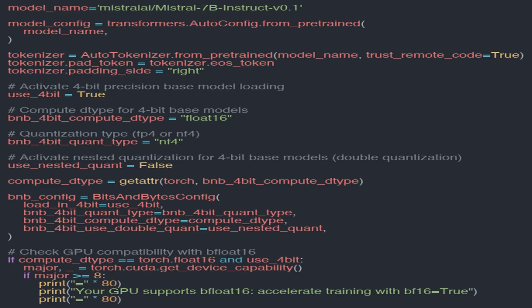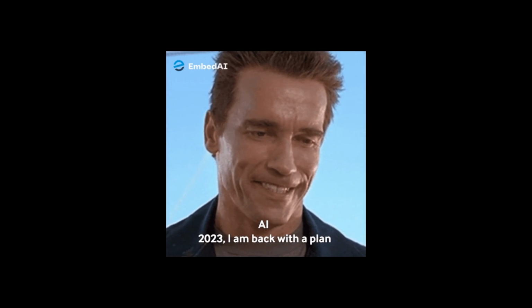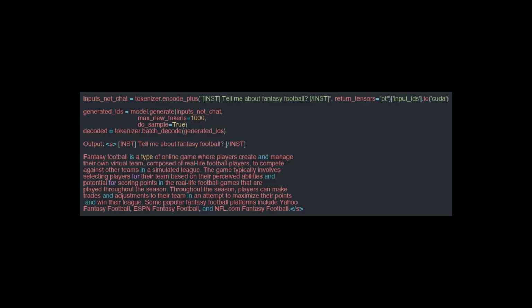Load a quantized Mistral 7B model. We are going to be using Hugging Face to load our quantized Mistral 7B model. While this is great, there are still major limitations that still exist. Let's try out the Mistral 7B by asking it what it knows about fantasy football. While this isn't the most complex query, this level of coherence is still pretty impressive coming from a 7B model.